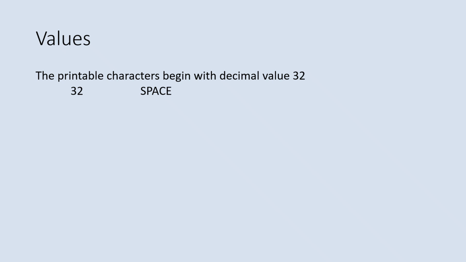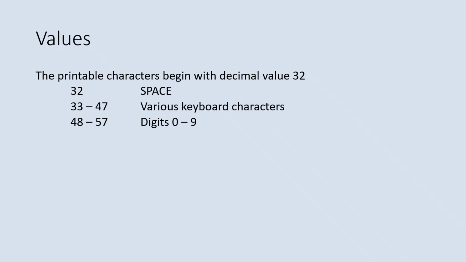You can see a space as long as there are things around it. If you just enter a space, then it's hard to tell, is there a space there or not? But the space is represented by the value 32. Then the numbers 33 to 47 are various keyboard characters, and we'll see later how to see which characters correspond to which number. Then the 48 to 57 are the digits 0 through 9 in order.